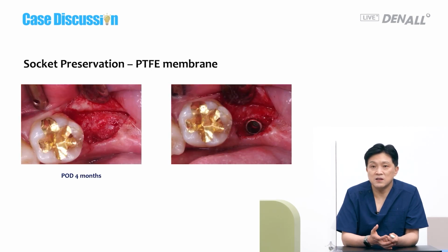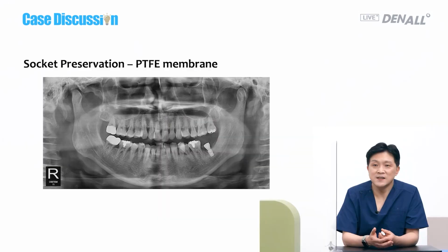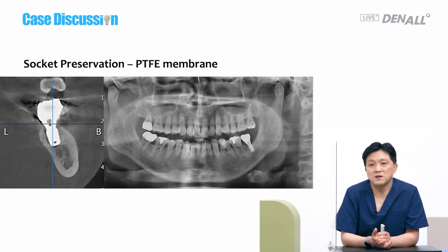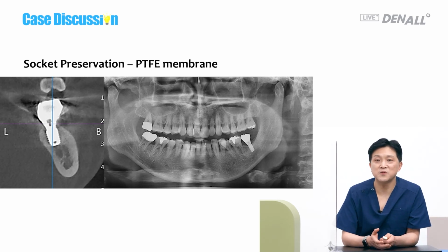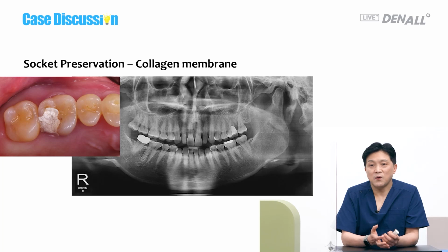As for bone quality, I've never had any case when the implants could not be placed because of poor bone quality. I think it would be the same even without grafting. I believe the purpose of socket preservation is to preserve the appearance of soft tissue. Implants are placed post-op 4 to 5 months. The prosthesis is delivered. This is the case with the PTFE membrane. I have a special case with the collagen membrane.